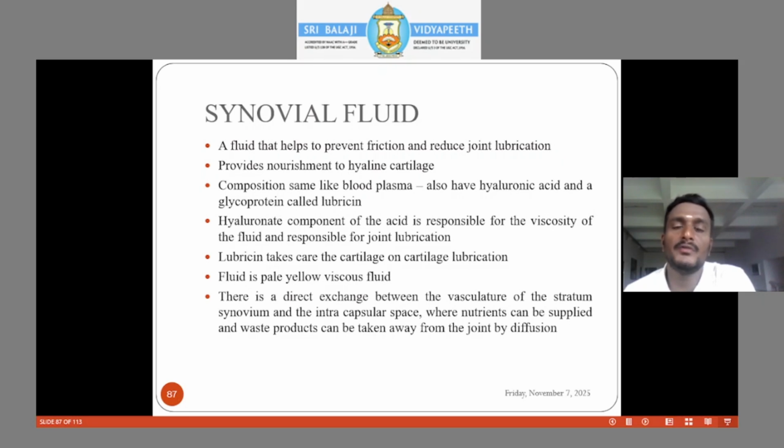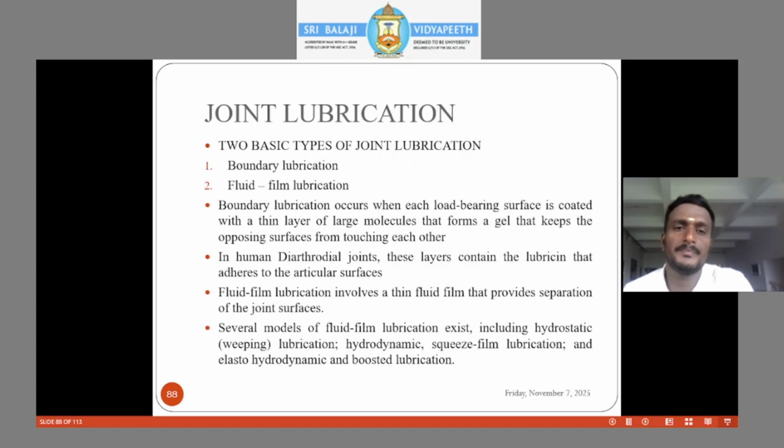Synovial fluid helps prevent friction between the joints, and it is very important. It improves joint lubrication and provides nourishment to hyaline cartilage. The hyaluronic acid component is very important. It is responsible for the viscosity of the fluid and for joint lubrication. This lubricant takes care of cartilage-on-cartilage lubrication. The fluid is a pale yellow, viscous fluid.